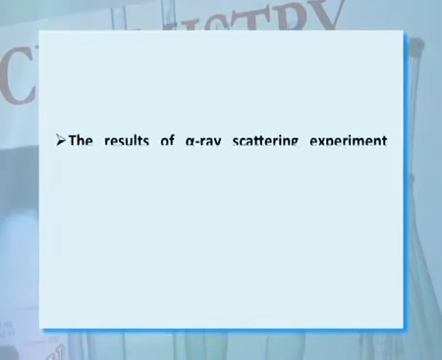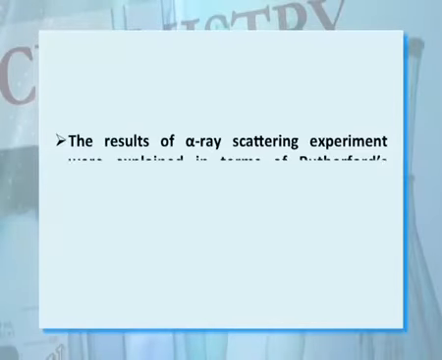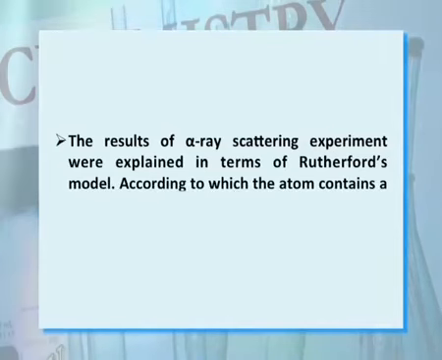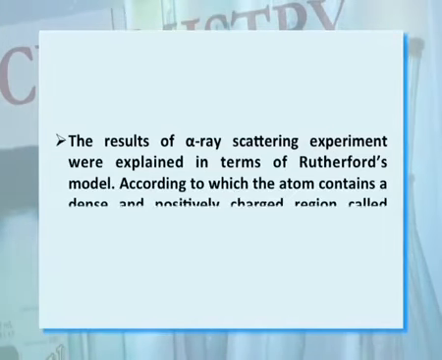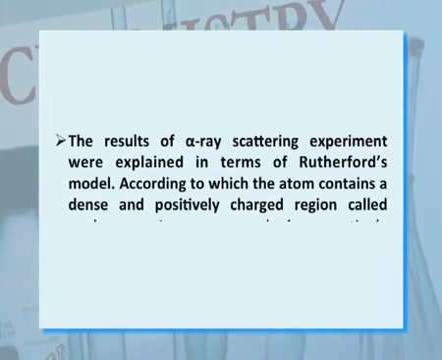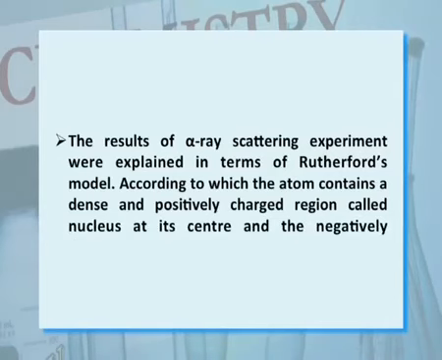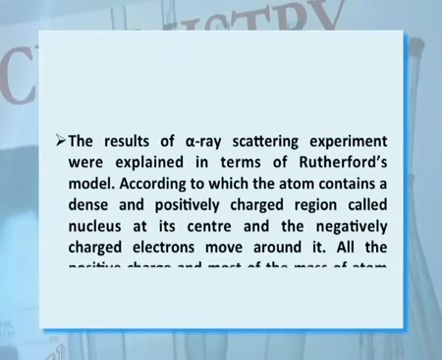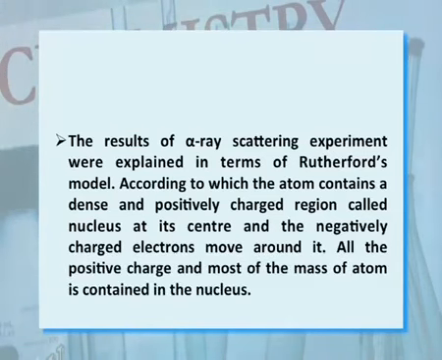The results of the alpha ray scattering experiment were explained in terms of the Rutherford model, according to which the atom contains a dense and positively charged region called the nucleus at its center, and negatively charged electrons move around it. All the positive charge and most of the mass of the atom is contained in the nucleus.